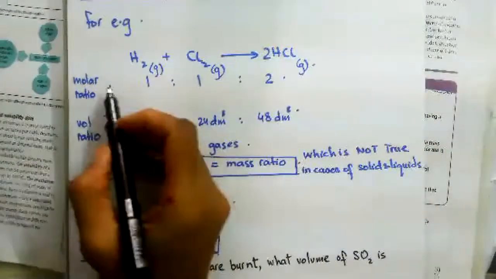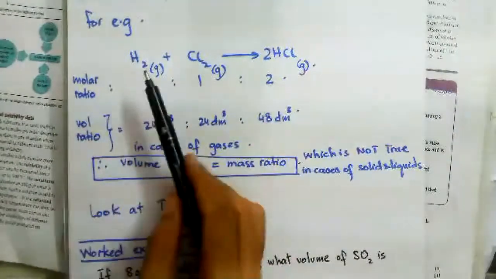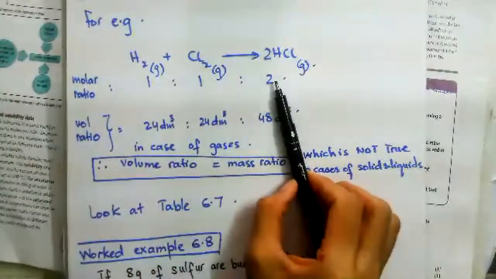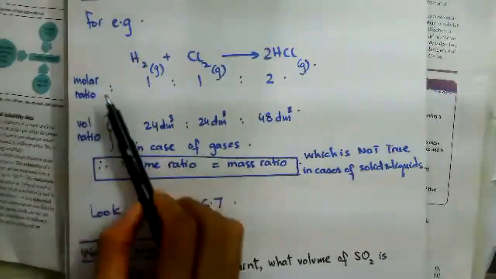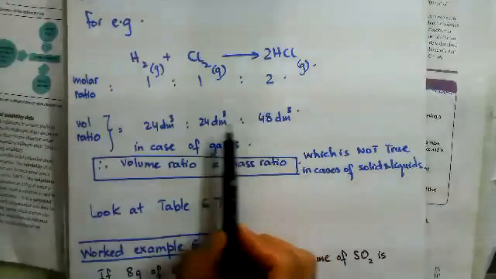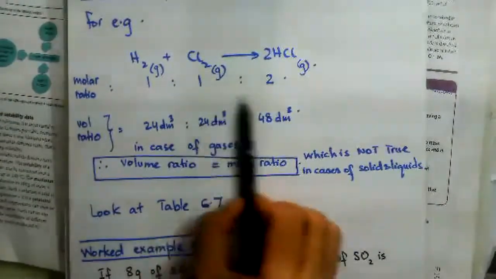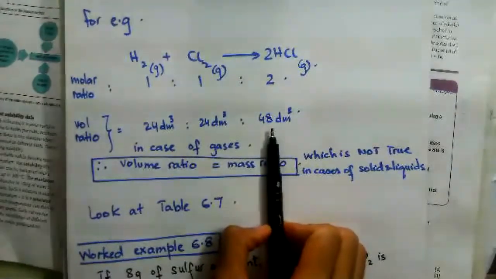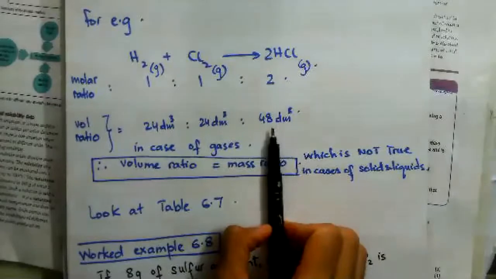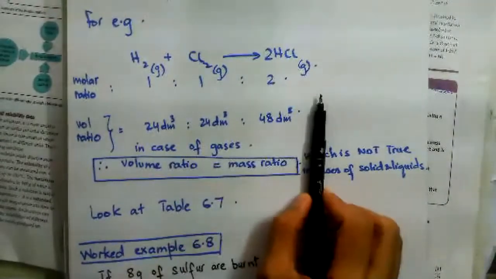Okay. So now, according to this balanced equation, the molar ratio is 1:1:2. The volume of 1 mole, according to Avogadro's law, is 24 dm cube, 24 dm cube, and because this is 2, twice 24, which is 48 dm cube. So 24 dm cube, 24 dm cube, and 48 dm cube.